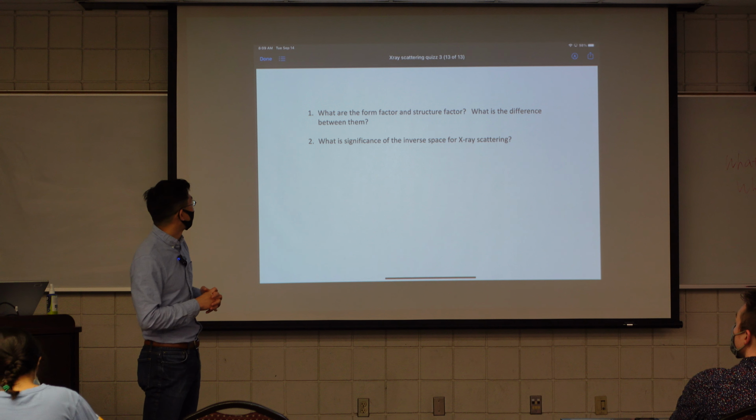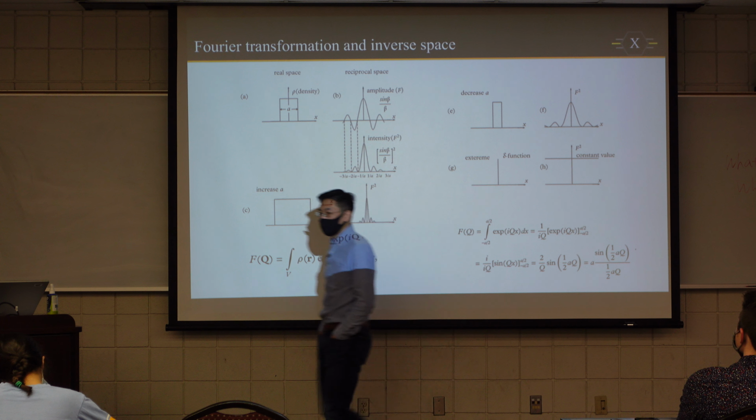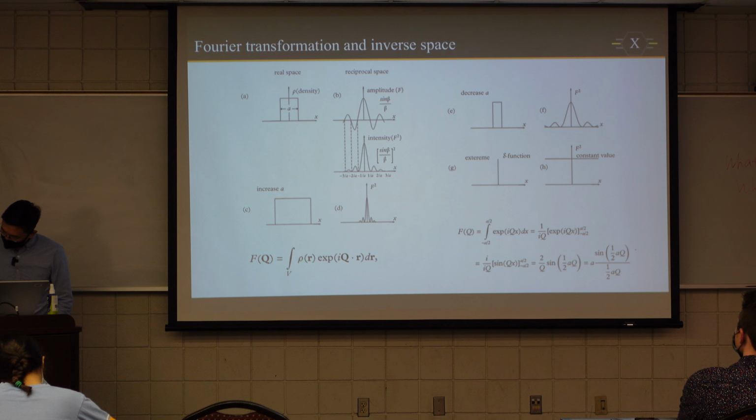So, a quick review of the Fourier transform. A constant in real space is on the left, and inverse space is on the right. A constant electron density from the center of your object, in this case a constant line, transforms into intensity that is high in the center and then decays. This goes down to the sine theta divided by theta, or sine x divided by x, function.